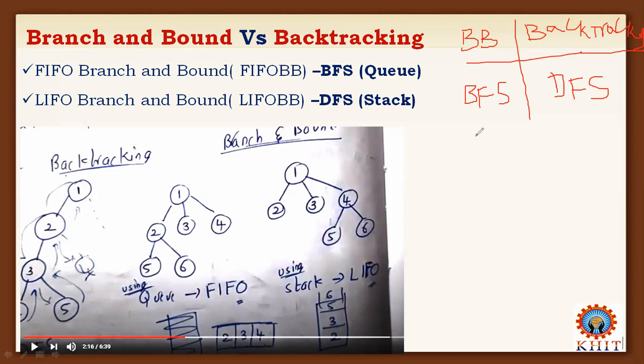Now we will see the clear difference between backtracking and branch and bound. Why do we use backtracking? Backtracking is an algorithm design technique which can be used to identify all the available feasible solutions to get the optimal solution in a minimum number of steps. That's why we prefer the backtracking technique.